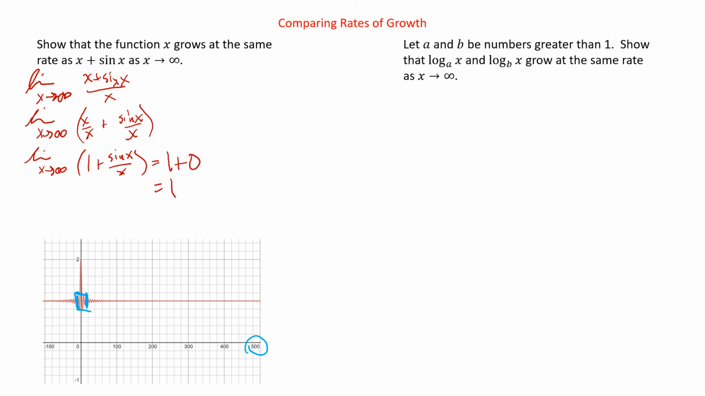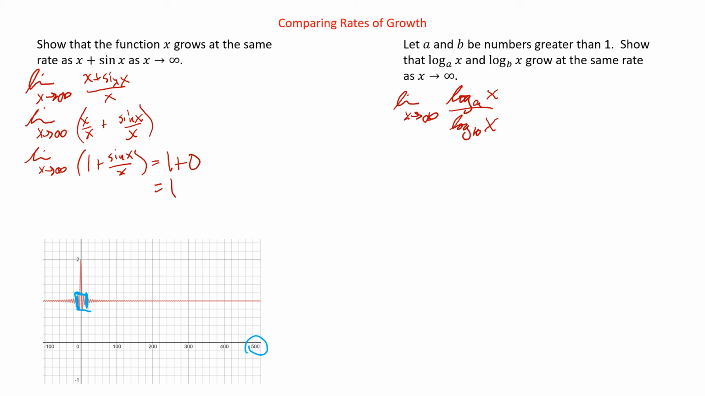How about some logs? So here, let a and b be numbers greater than 1. Show that log base a of x and log base b of x grow at the same rate as x goes to infinity. It's kind of an interesting one. We can take the limit as x goes to infinity of log base a of x over log base b of x. Now if we plugged in infinity, both are still going to go to infinity. It's just we don't know exactly how. To show that it's growing at the same rate, it should be going at about the same.